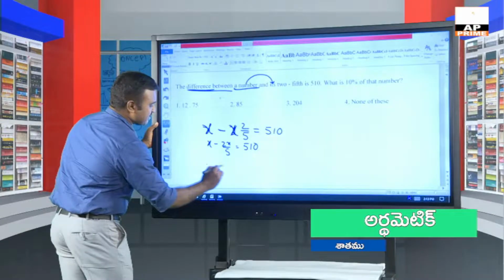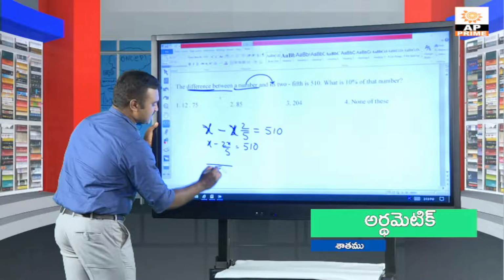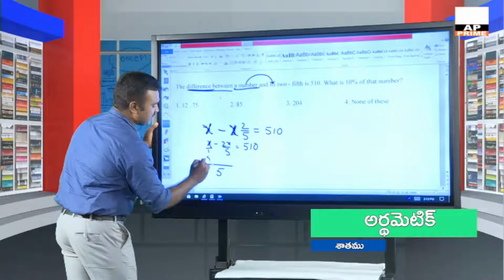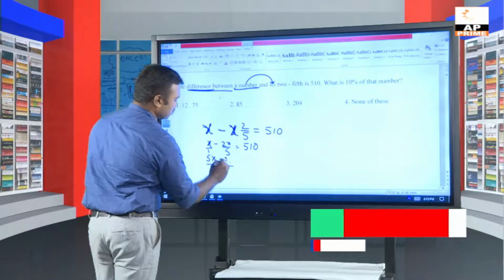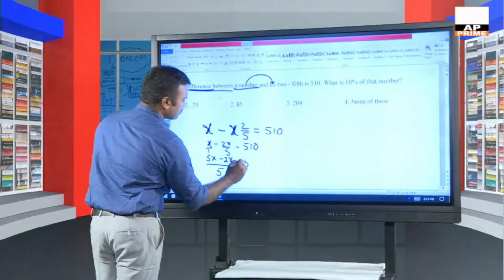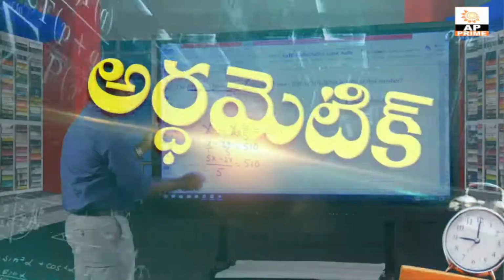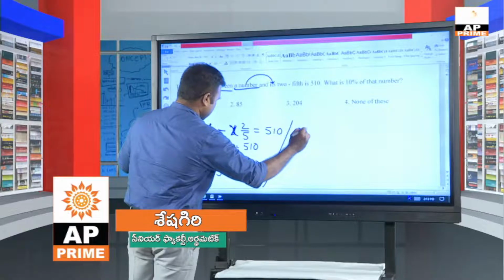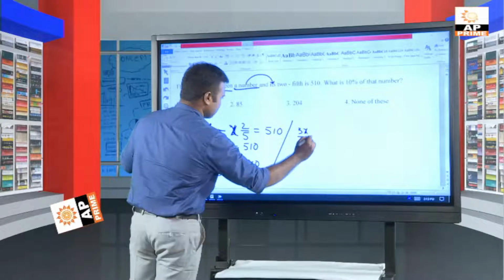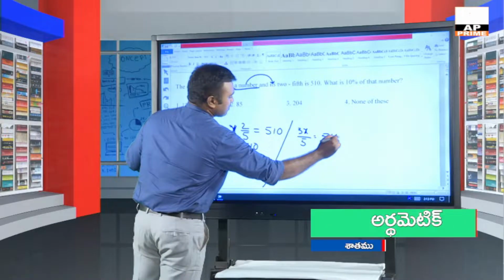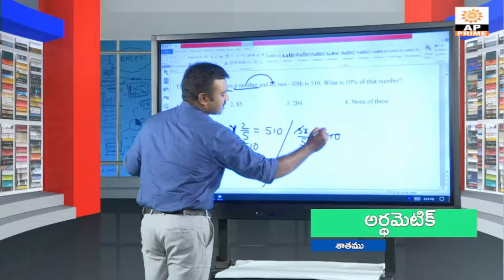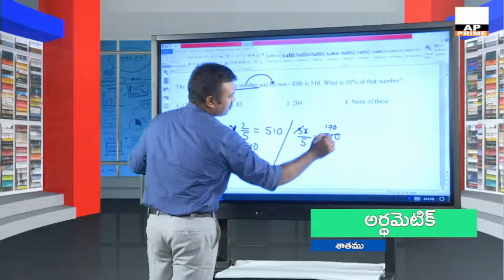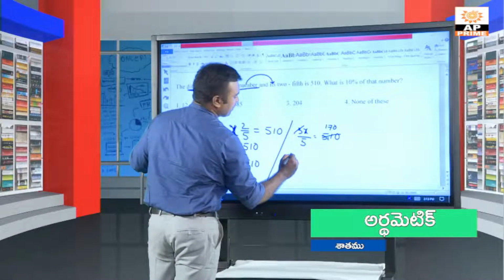సో ఎల్సిఎం తీస్తే 5. 5 టేబుల్లో 5 టైమ్స్ క్యాన్సిల్ అవుతుంది కాబట్టి 5x మైనస్ 2x ఈక్వల్ టు 510. 5x మైనస్ 2x అంటే 3x/5 ఈజ్ ఈక్వల్ టు 510. మరి 3 టేబుల్లో 3 1s are 3, 3 7s are 21, 170 ఇంటూ 5 అంటే 850.